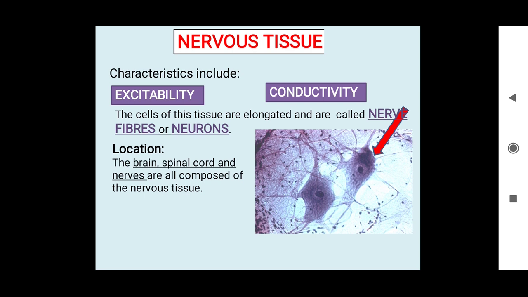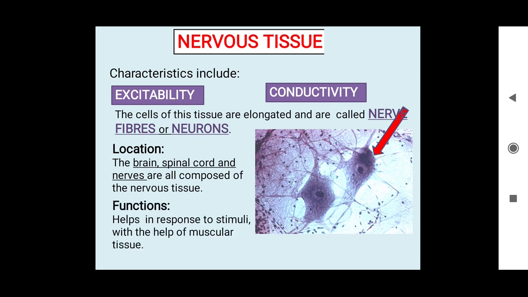Now location, very obvious, all of you know. Nervous tissue forms the brain, the spinal cord, and the nerves. And functions include responding to stimuli.